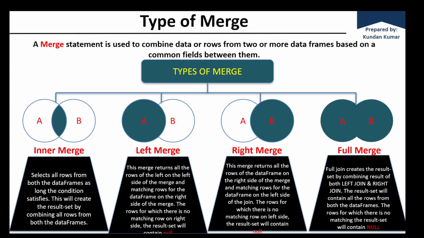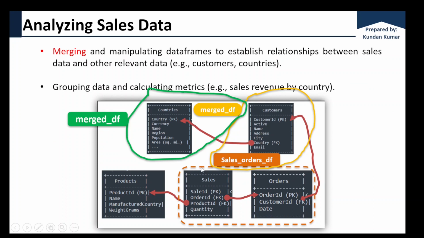So what is merging that we should know? In pandas, we have different kinds of merge. A merge statement is used to combine data or rows from two or more data frames based on the common fields between them. You can see I have created different data frames. We have created a countries data frame, and a customer data frame after reading the data from JSON. And then we are going to merge these based on the common field.